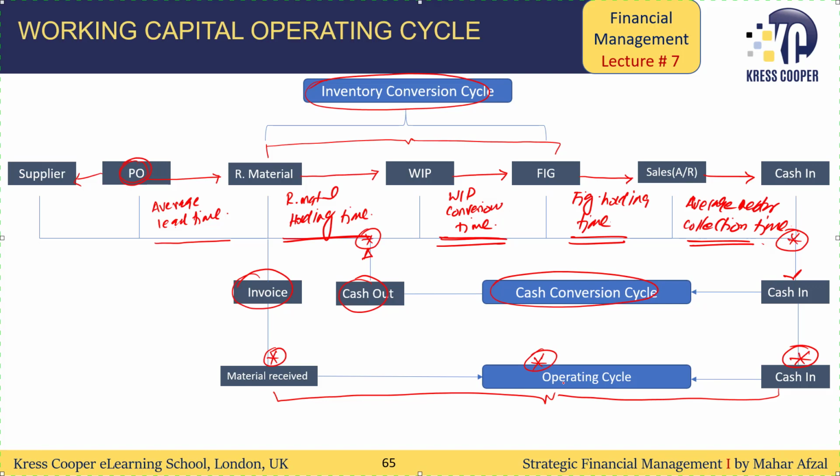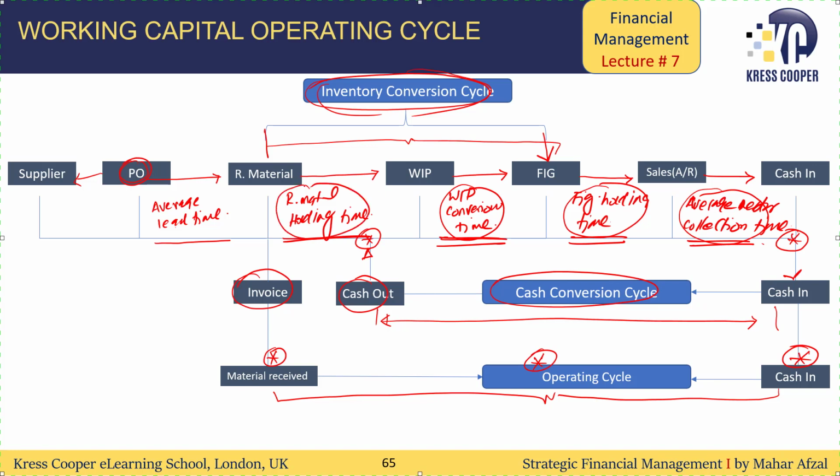So what is my cash conversion cycle? I can say when the cash is out and when the cash is in, the difference between these two points is called my cash operating cycle. So if I am doing analysis of the operating cycle, I can say my operating cycle contains these: debtor days, finished goods holding period, work in process conversion time, raw material holding period. So this is called my operating cycle.